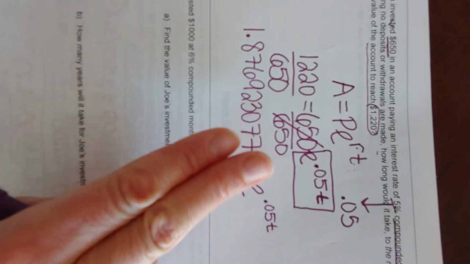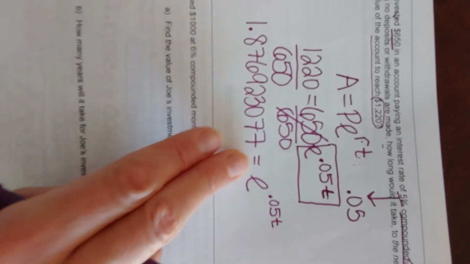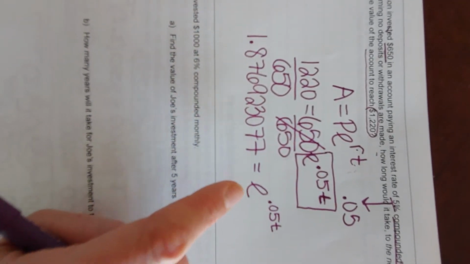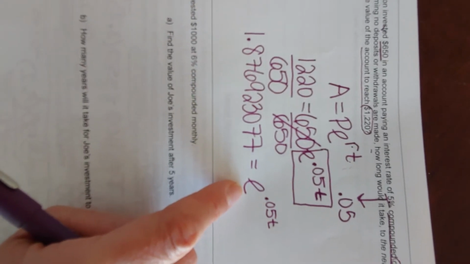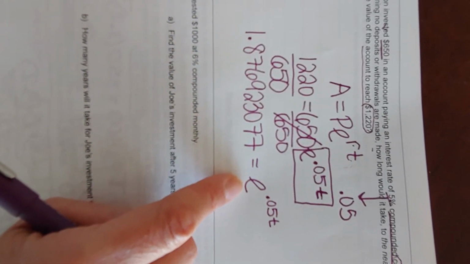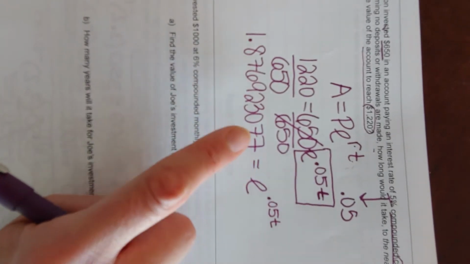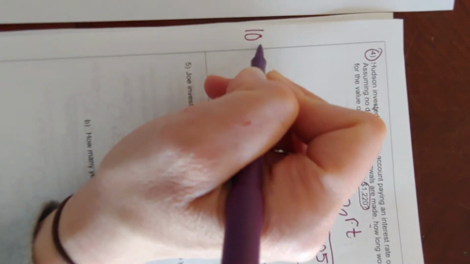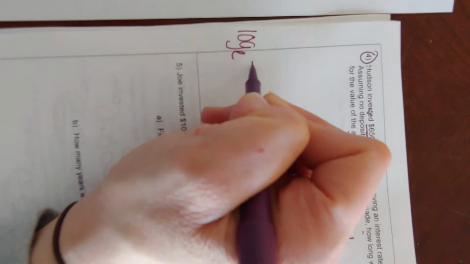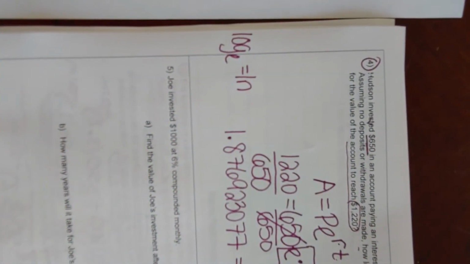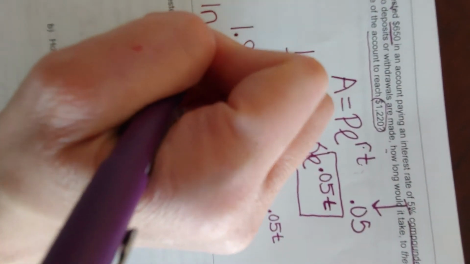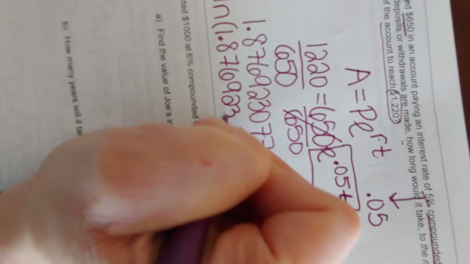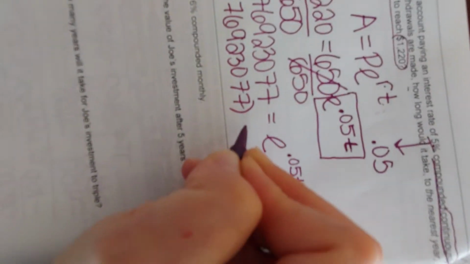Now, I can write the word log on both sides, but I can be more clever. Because I see the base of e, it would make more sense for me to use a base of e on this logarithm. So if I use a base of e for the logarithm, log base e is the same thing as ln. So I'm going to put an ln here. And I'm going to put an ln here.